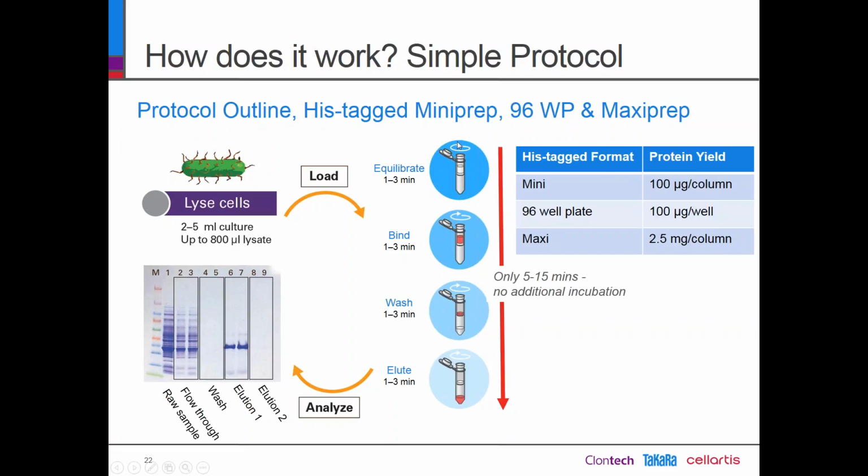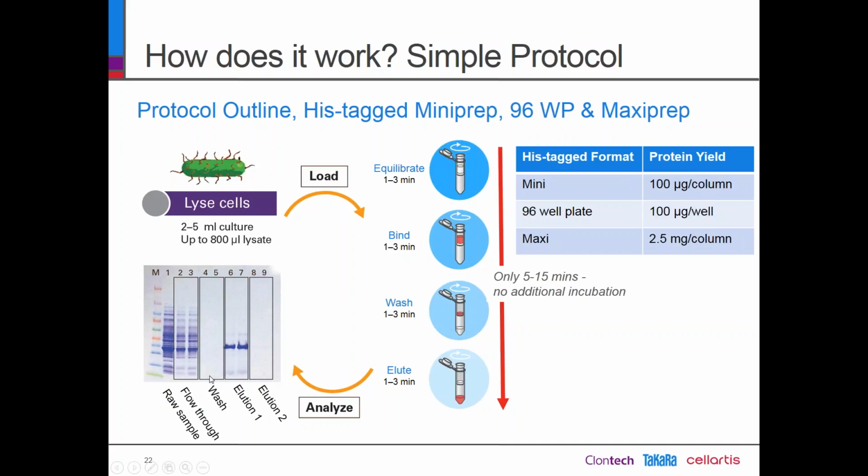Then you equilibrate the column, so you put equilibration buffer on top. You spin the column for 1 to 3 minutes. Then you add the lysate on top, so this is what we call the binding step. Again, you spin, you wash with the washing buffer, you spin again, you elute with elution buffer and spin again. So that's all you have to do. So it takes between 5 to 15 minutes. There's no incubation time. From start to the end, you are just spinning and adding new buffers.